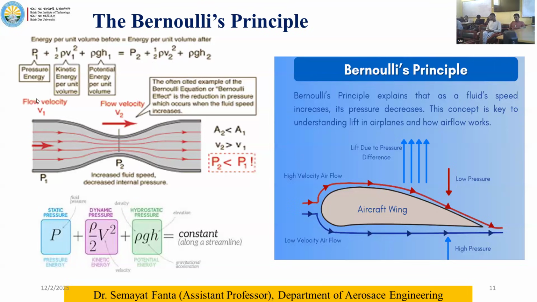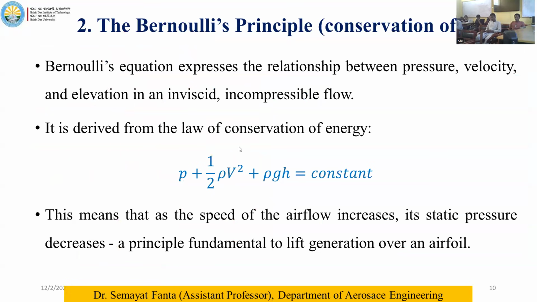We are left with the pressure energy and the kinetic energy part. It is just kinetic energy per unit volume, and we call it the dynamic pressure. Half rho V square is called dynamic pressure. So static pressure plus dynamic pressure is equal to a constant. That is the meaning. So P plus half rho V square plus rho gh is equal to a constant, which we call Bernoulli's principle.